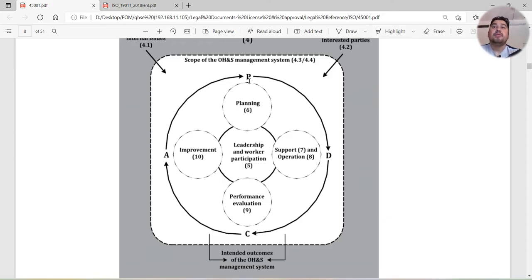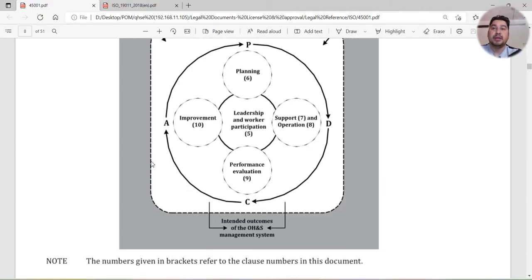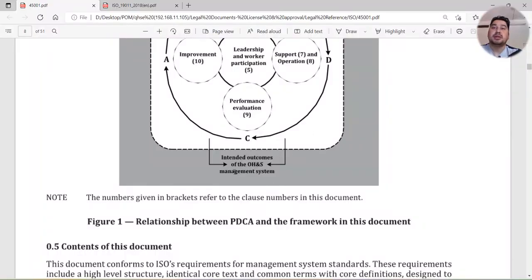And we have to start. In the planning section, these are the clauses that will come: clause number 4, 5, 6, and 7. After that, you have to do the operation. Then you have the performance evaluation through the audit. Then the act part, improvement, clause number 10, will come here. And the outcome of this is the intended outcome of the OHS management system.